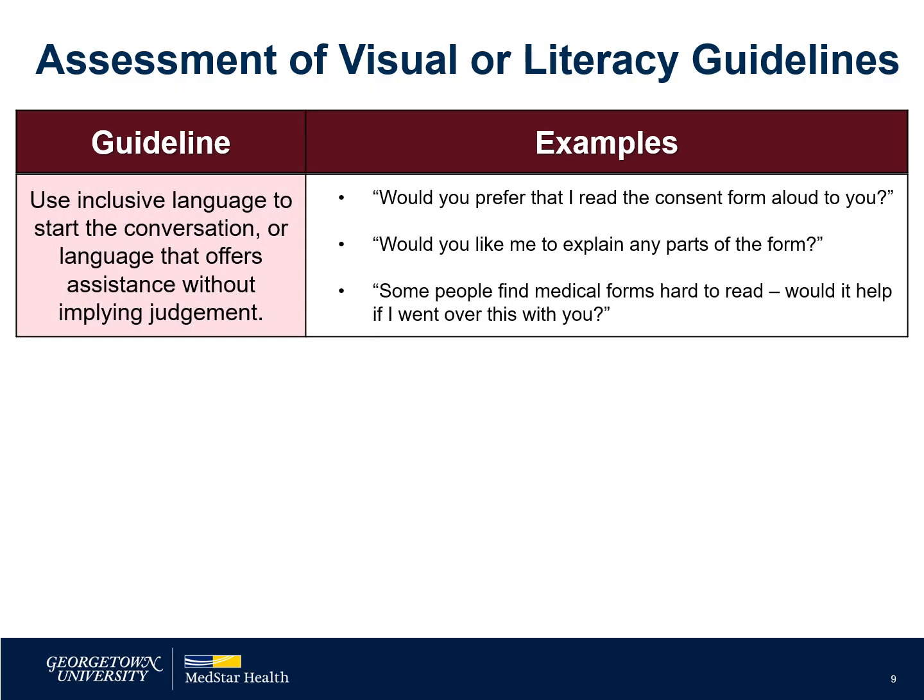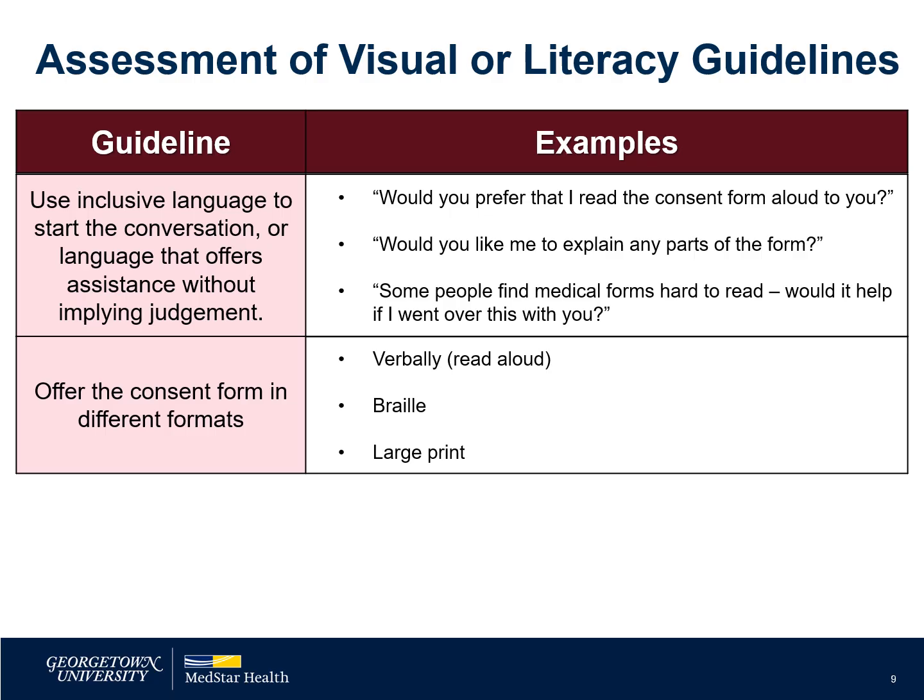Use inclusive language to start the conversation. Avoid directly asking, "Can you read?" or "Are you blind?" Instead, use language that offers assistance without implying judgment. Some examples of inclusive, non-judgmental language would be, "Would you prefer that I read the consent form aloud to you? Would you like me to explain any parts of the form? Some people find medical forms hard to read. Would it help if I went over this with you?"